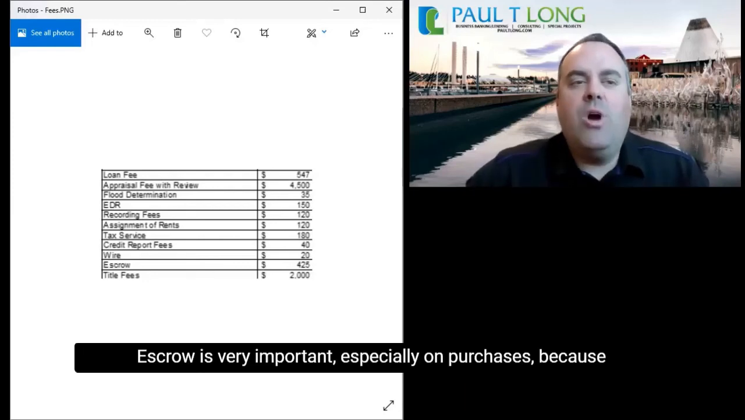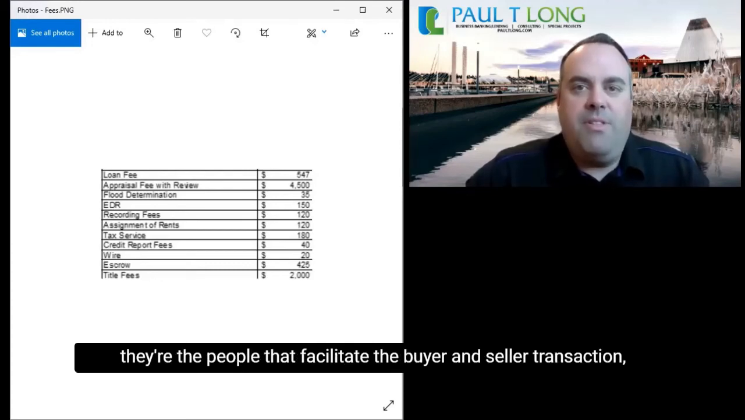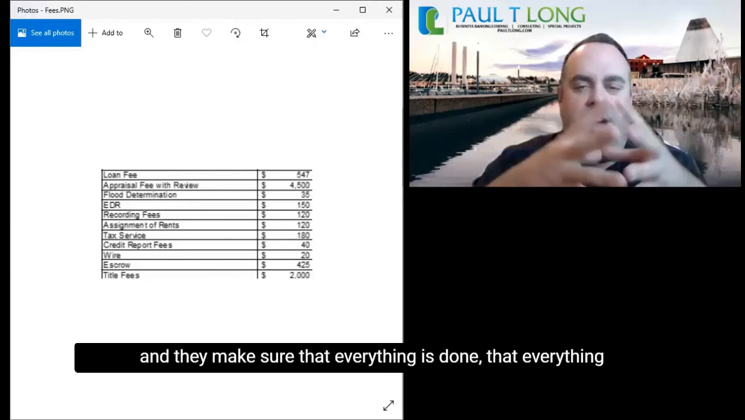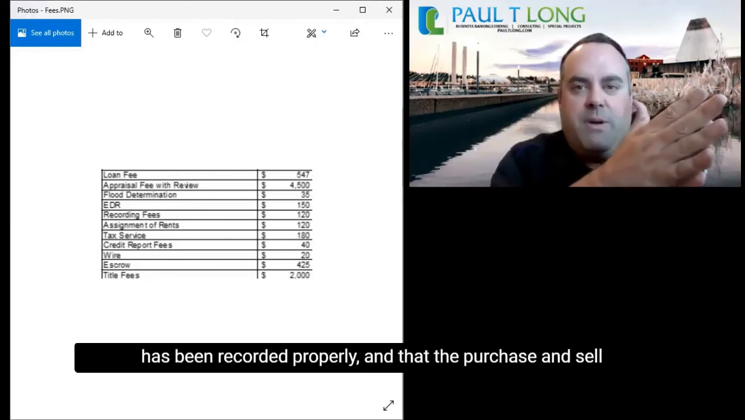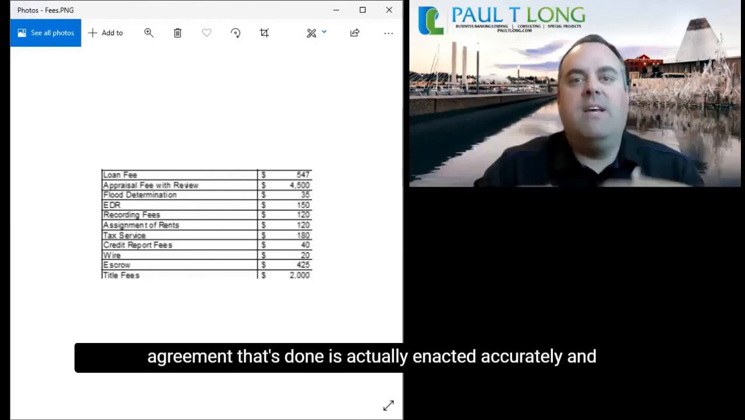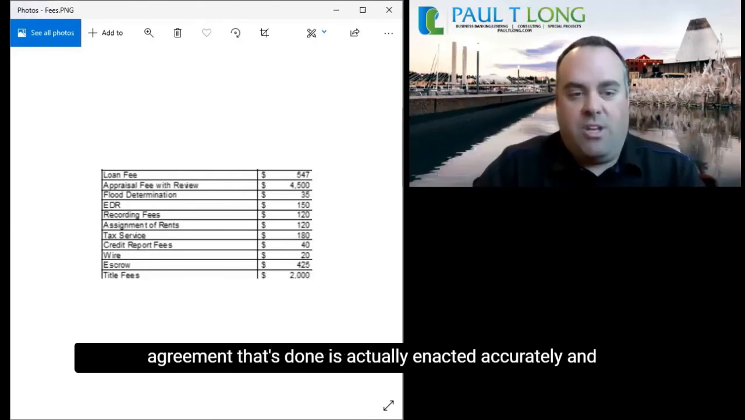Escrow. Escrow is very important, especially on purchases, because they're the people that facilitate the buyer and seller transaction, and they make sure that everything is done, that everything has been recorded properly, and that the purchase and sale agreement is actually enacted accurately.